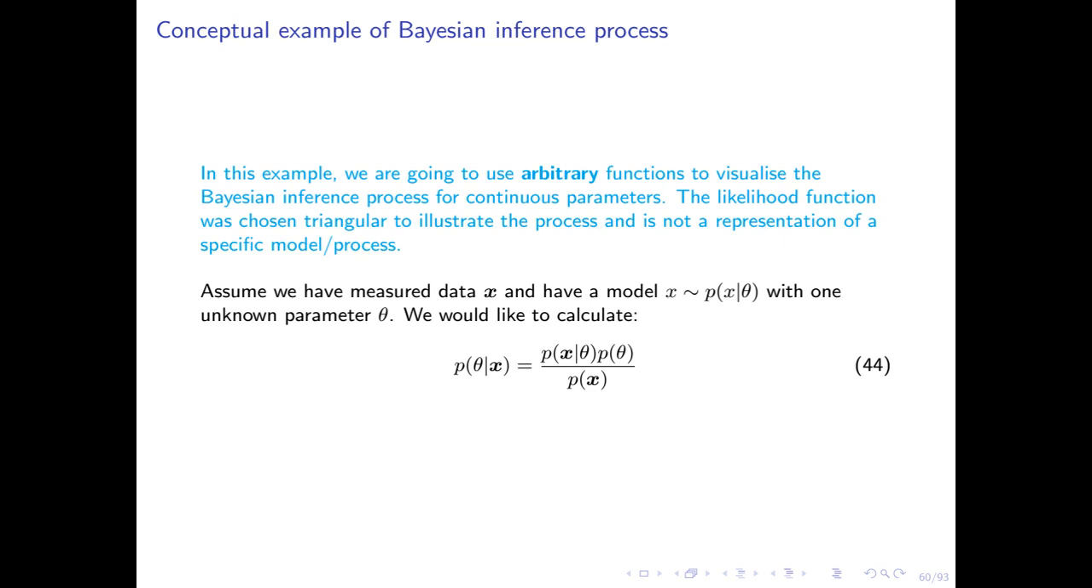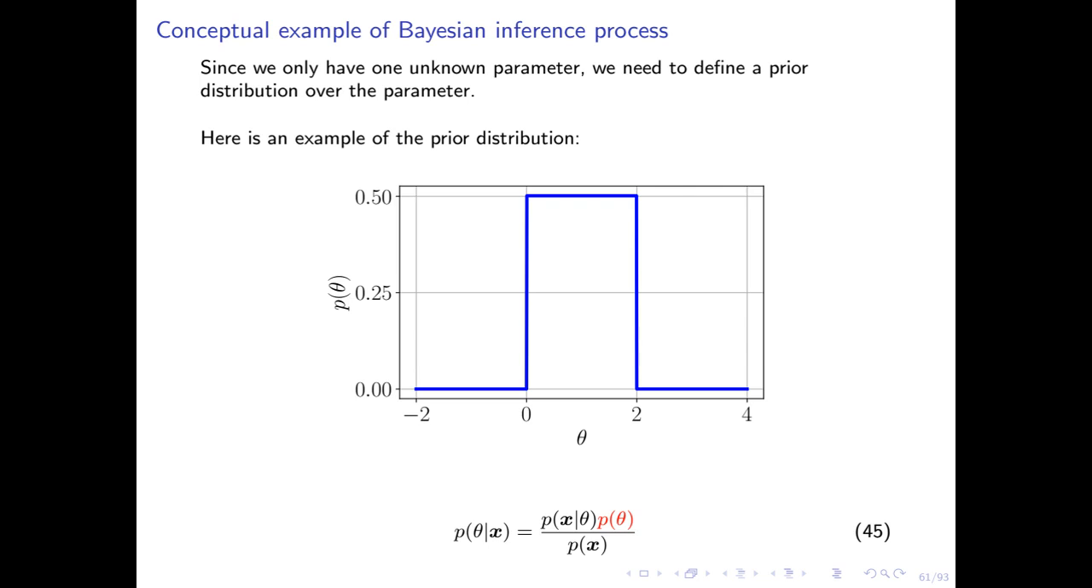Bayes' rule indicates that if we want the distribution over the parameter given the data we have measured, we need to calculate this function here, the probability distribution over x given theta, which is the likelihood of the model with the given parameter. That's the likelihood function we calculated previously. We need to multiply it with a distribution over the parameters, but this distribution does not incorporate any data. It is the distribution over the parameters before we have observed any data. Then we need to divide by a distribution that's only a function of the data. So this is the process we need to follow.